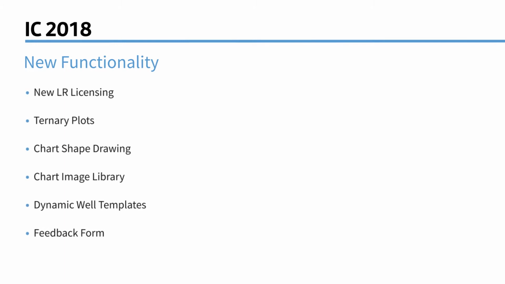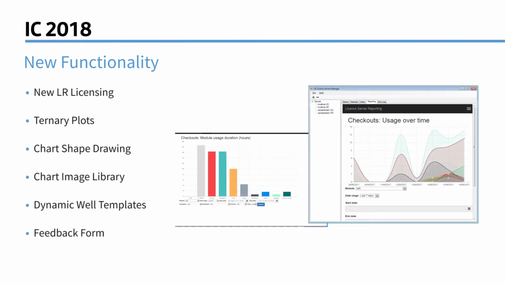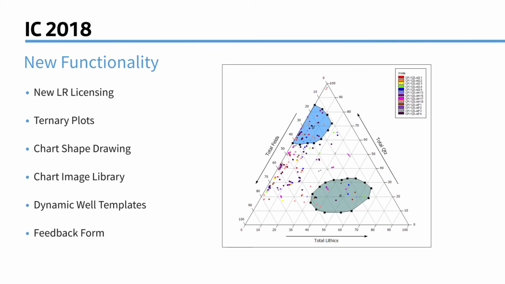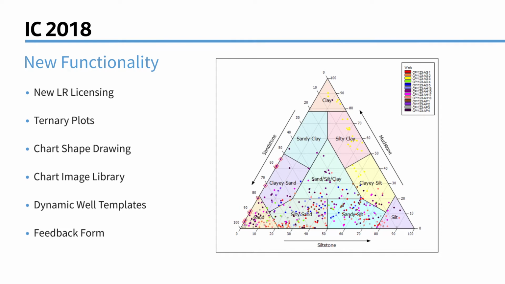With IC 2018, we brought in a new LR licensing system, which allows you to more easily analyze license usage over time. We added in ternary plots that allow you to plot your core data or your curve data to show the different relationships, for example, in classifications. You can then highlight and draw areas or bring in existing overlays to display and categorize that data.